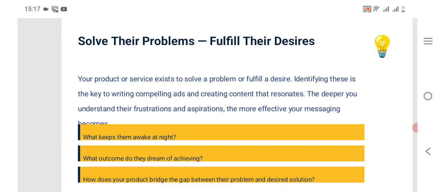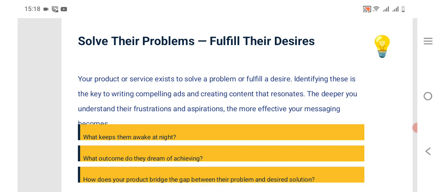So you must know the kind of problem you are solving for your customer before you say you want to be solving problems for them. So once you identify the problem you are solving through your own research, you understand? It will be easier for you to write ads that resonate with that research you just did. So you need to know what keeps them awake at night. What outcome do they dream of achieving? How does your product bridge the gap between their problem and desired solutions? So how does your product close the gap? You know they have a problem. So how does your product now solve that problem? You need to bridge this together so that they can eventually buy from you.